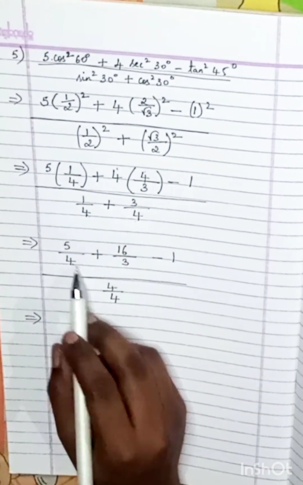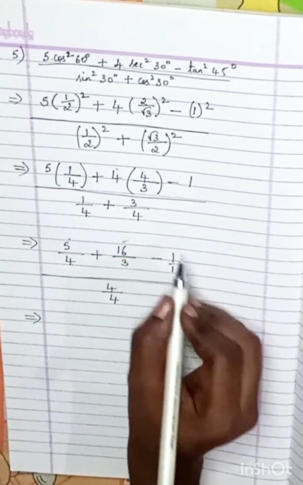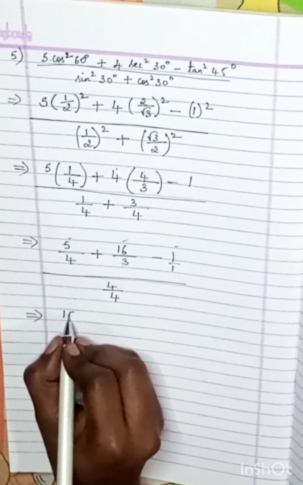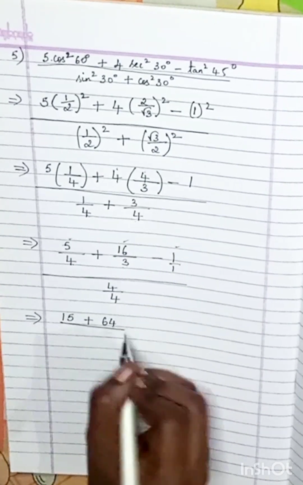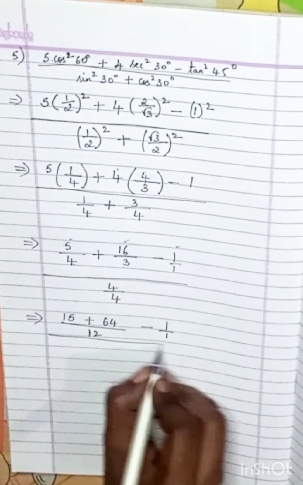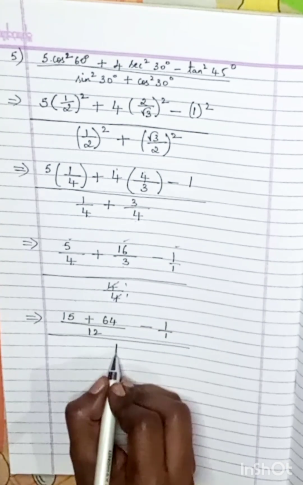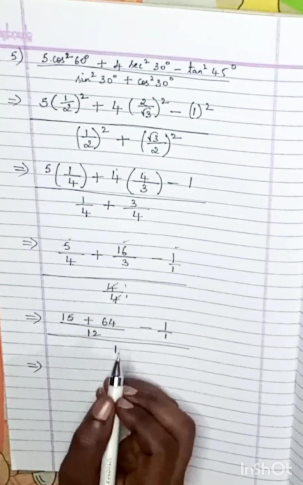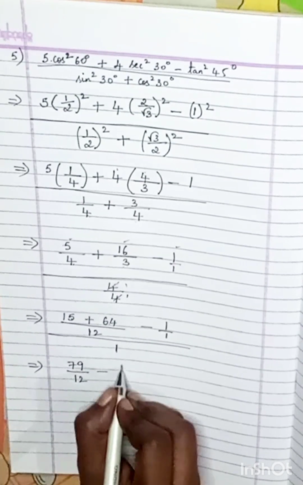Next, here we have different denominators. So let us take LCM. First we'll take LCM for these two. Then whatever answer we get, that answer will be taking LCM with this one. 5 3s are 15 plus 4 into 16, 16 4s are 64 by 4 3s are 12, minus 1 by 1, whole divided by 4 by 4. 4 1s are 4, 1s are, which means it is only 1. So either you write or don't write, it doesn't matter. Now 15 plus 64 is 79 by 12 minus 1 by 1.